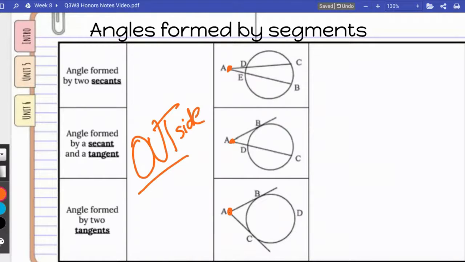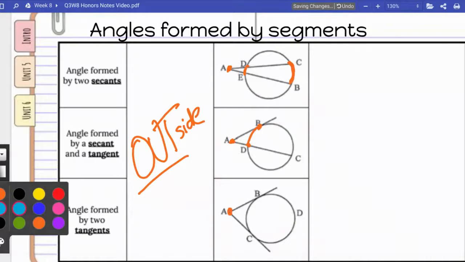So here we just have to figure out where the intercepted arcs are. In this picture, my intercepted arcs are DE and CB. In this picture, my intercepted arcs are BD, but the other arc is BC.